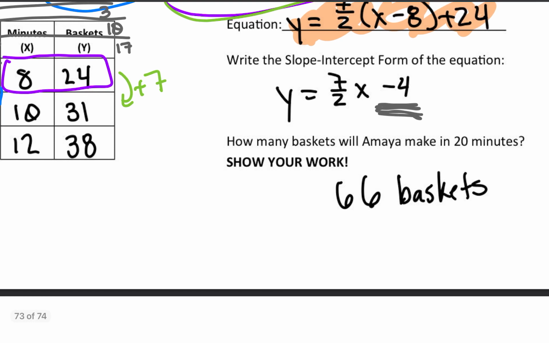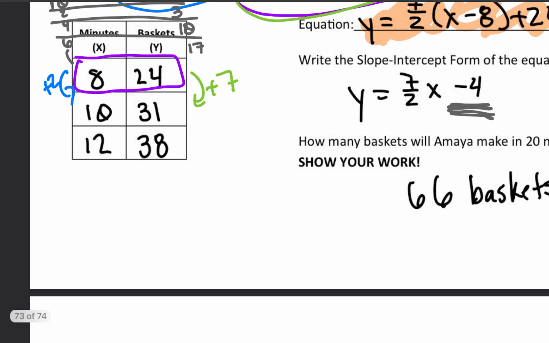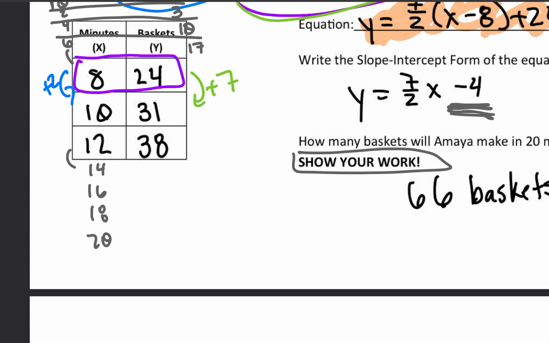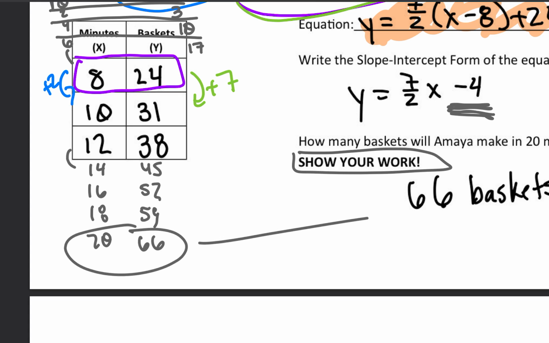And then it says how many baskets in 20 minutes. I said 66. To show my work, I bring down my table, 14, 16, 18, 20, which gives us 45, and then 52, and then 59, and then we get 66. So in 20 minutes, she had 66 baskets.